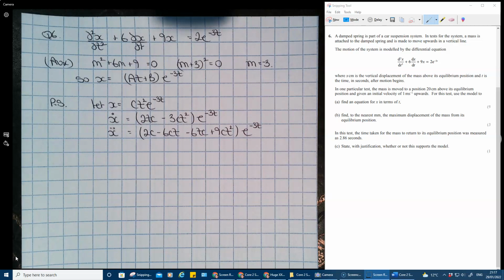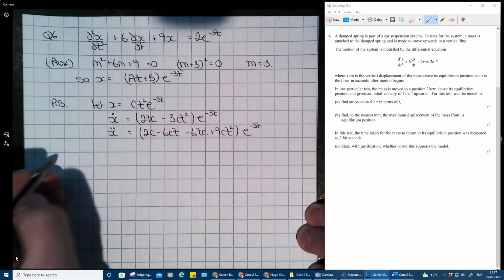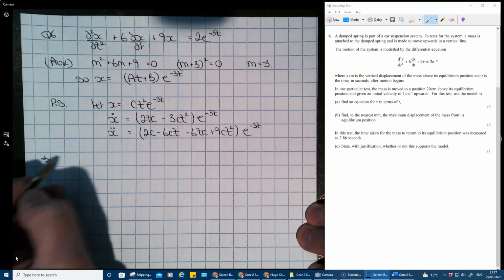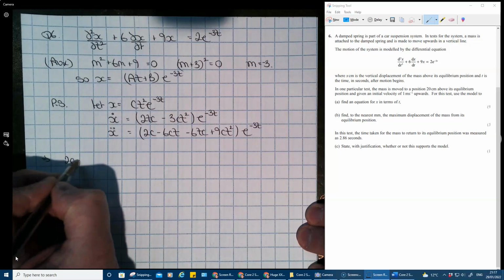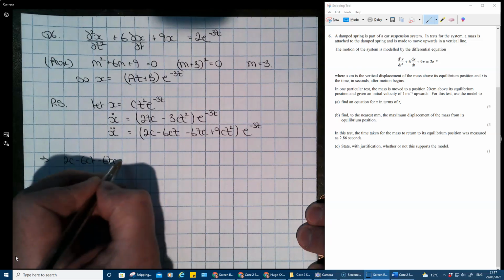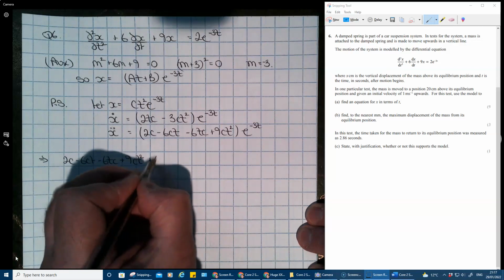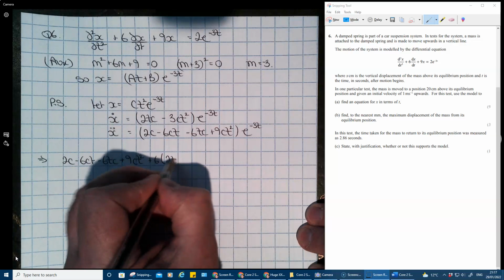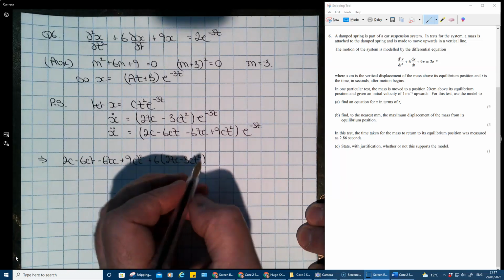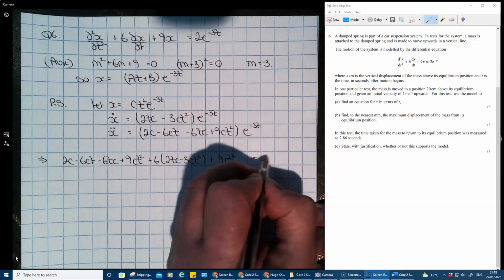Now we know that this must satisfy this. So what have we got? That implies, right, 2c minus 6ct minus 6tc plus 9ct squared plus 6 lots of 2tc minus 3ct squared plus 9ct squared must equal 2.